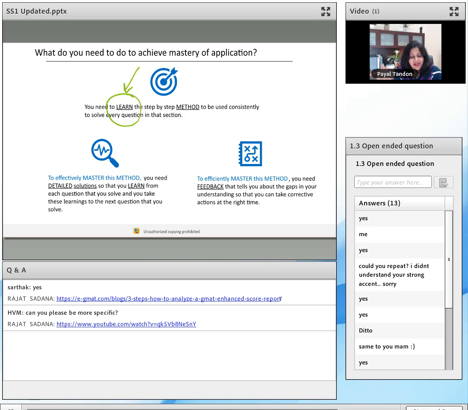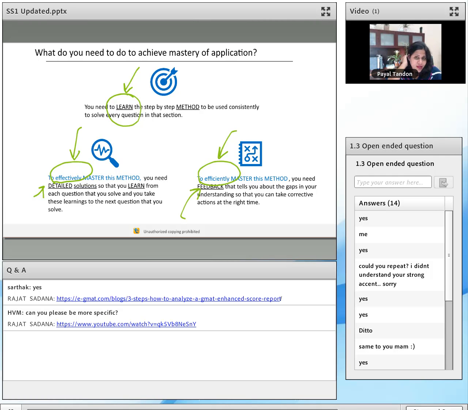Now, to effectively master the method, again, you have to be effective and you have to be efficient. Both those things are important. Okay, to effectively master the method, you need detailed solutions, and I'm going to talk about the characteristics of these detailed solutions. To efficiently master the method, you need feedback, and Rajat has already talked about the feedback points.